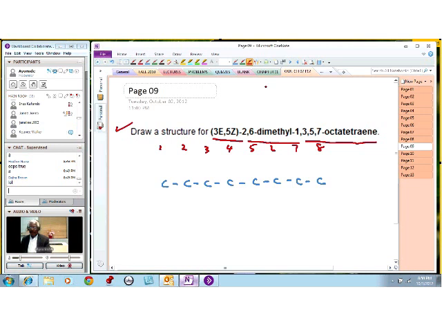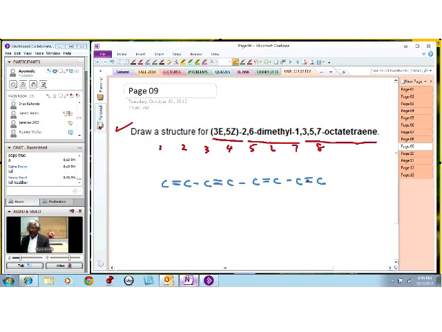So position 1, they say there is a double bond, okay? So that's why they say 1 right here. So we have a double bond here. Position 1. That means there is hydrogen. Okay. Position 3. Another double bond. Position 5, which is here, another double bond. Position 7, which is this, another double bond.